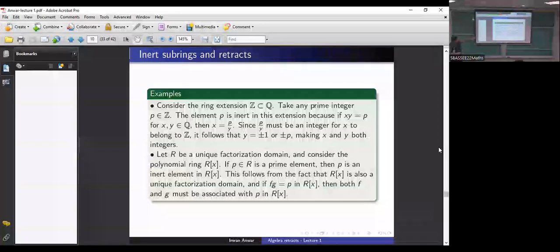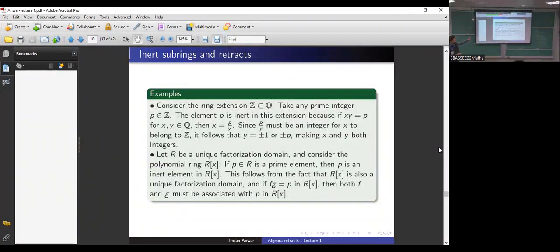Let R be a unique factorization domain, and consider the polynomial ring R[x]. If p is a prime element in R, then p is an inert element inside R[x]. This follows from the fact that R[x] is also a unique factorization domain. This is the reasoning: if the product of two polynomials f and g is p, which is inside R and in R[x], then both f and g must be associated with p inside R[x]. So in that scenario, the situation is clear.